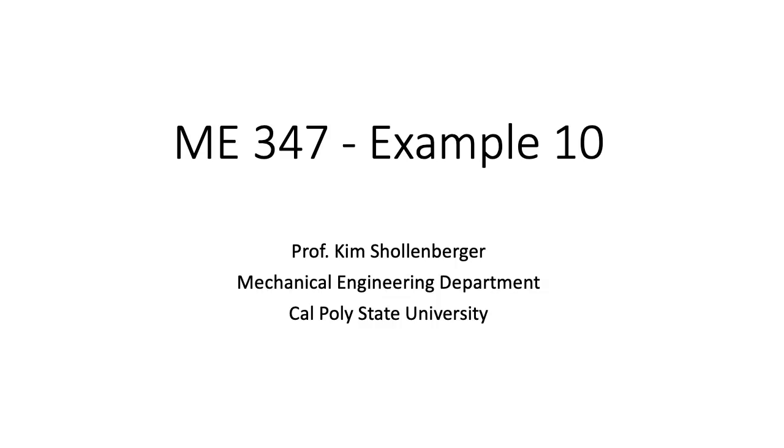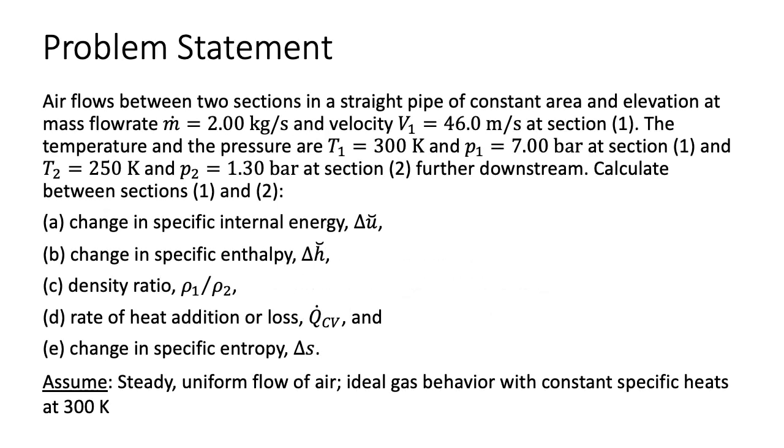ME 347, Example 10. Air flows between two sections in a straight pipe of constant area and elevation at a mass flow rate of 2 kilograms per second and a velocity of 46 meters per second at section 1. The temperature and pressure are 300 Kelvin and 7 bar at section 1 and 250 Kelvin and 1.3 bar at section 2 further downstream. Calculate the following between sections 1 and 2.